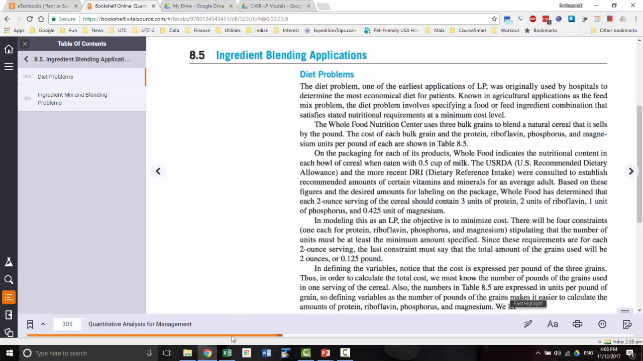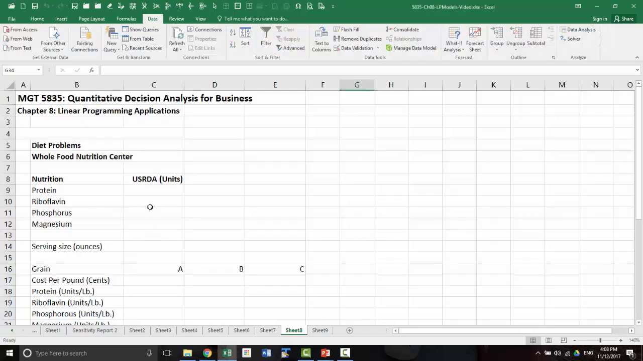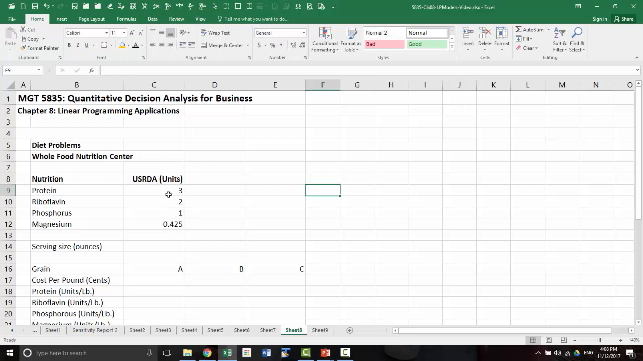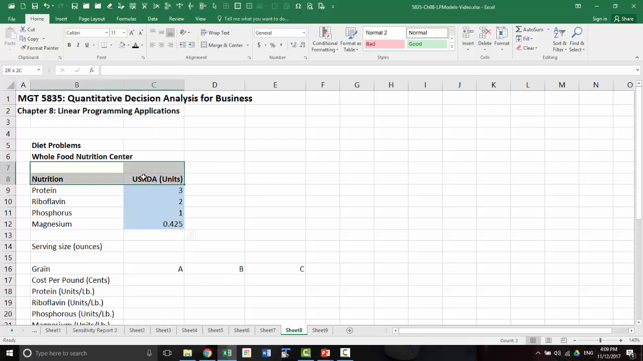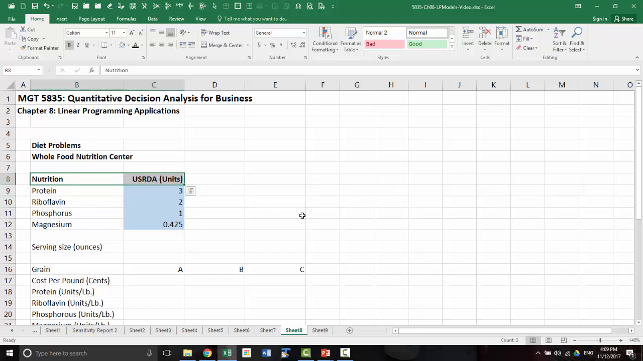Okay, let's head on over to Excel. Let's set up the minimum requirements of how many units of each of these four different nutritional aspects the cereal should meet. Those are inputs. Let's put a borderline there. And the serving size is 2 ounces. So that also is input.